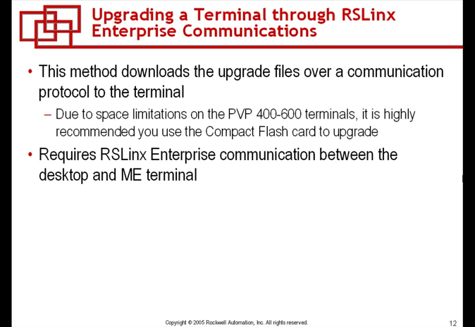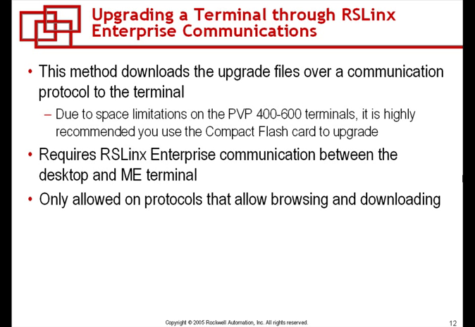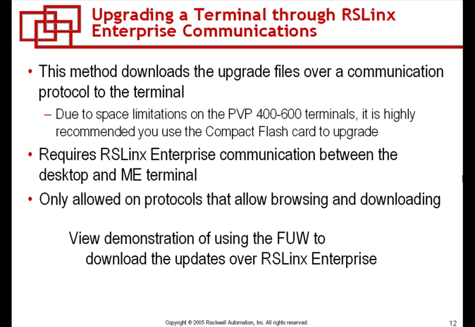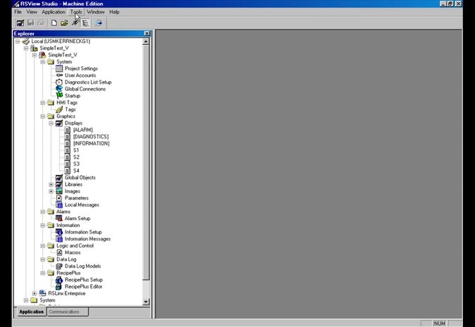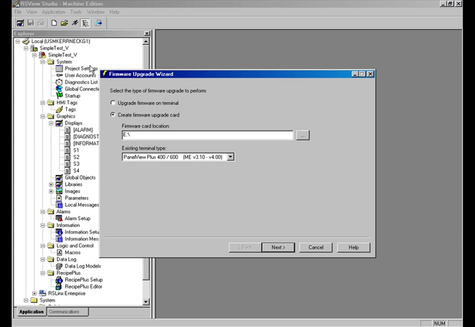This process requires RSLinx Enterprise communication between the desktop and ME terminal. It is only allowed on protocols that allow browsing and downloading. We will now view a demonstration of using the FUW to download the updates over RSLinx Enterprise. Start by opening up the Firmware Upgrade Wizard. Select Upgrade Firmware on Terminal.